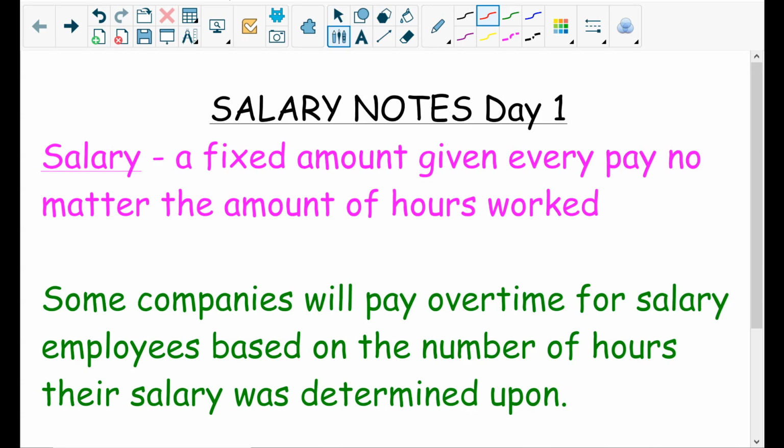Now, some companies will pay overtime. So your salary is X amount of dollars, and your normal work week would be 30 hours or 40 hours or 35 hours, whatever they want to make it. And then anything over those regular hours, you're going to get paid overtime for. That's what we're calculating, because otherwise you don't have anything to calculate, okay?